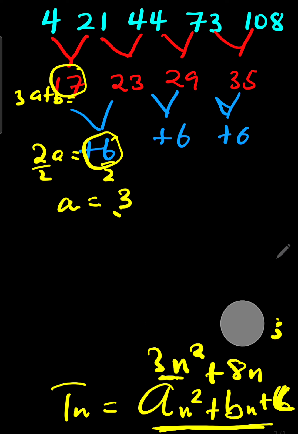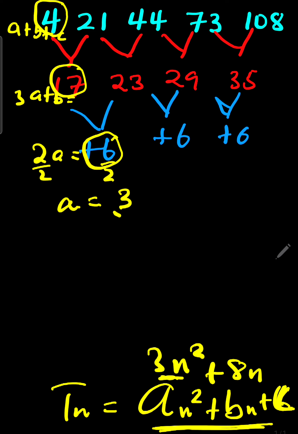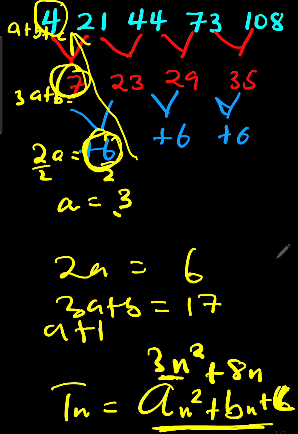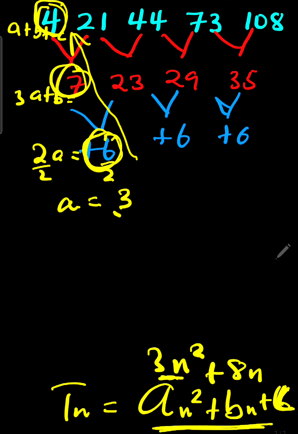Now let us solve for our c. The other formula we use to find c says this: when I add my a to my b to my c, it must be equal to the first term of the original sequence. So look at how we are working upwards. 2a is equal to 6, the first term of the second difference. 3a plus b is equal to the first term of the first difference. Then a plus b plus c is equal to the first term of the original sequence. Got it?